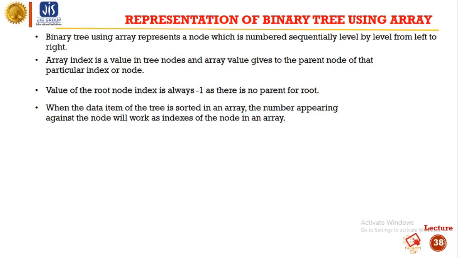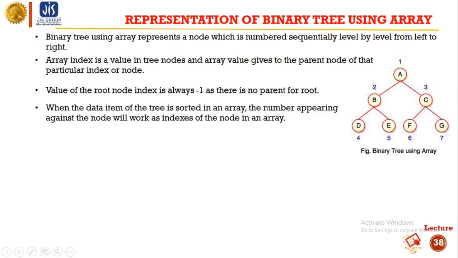So when the data items of the tree are stored in an array, the number appearing against the node will work as the index of the node in the array. As you can see, this is the representation. A is the root node, so the index value of A is 1. Now A has two children, B and C.